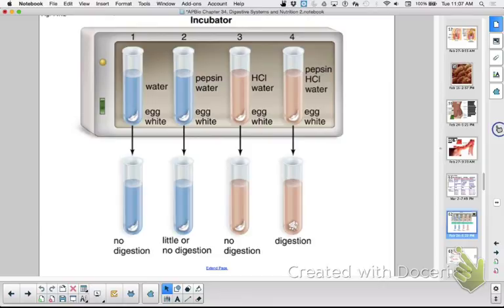Okay, so just one, it's an egg white, protein, and just water, see if nothing happens. And then you have the egg white with the pepsin water, the enzyme, which helps with the digestion. Pepsin and hydrochloric acid, low pH. Okay, how do you feel about that? Do you need me to go over it? You good? Okay. All right.